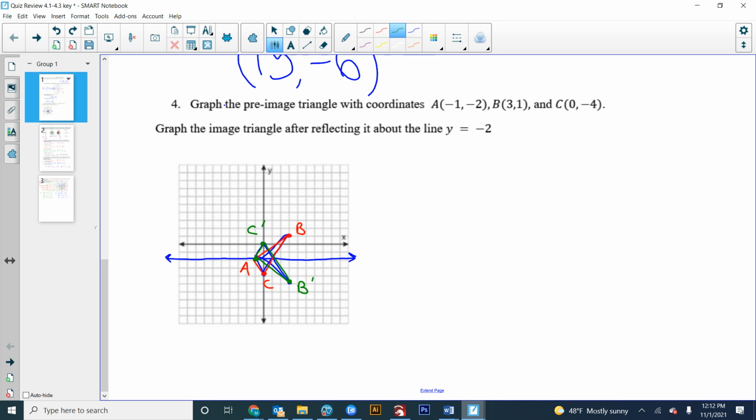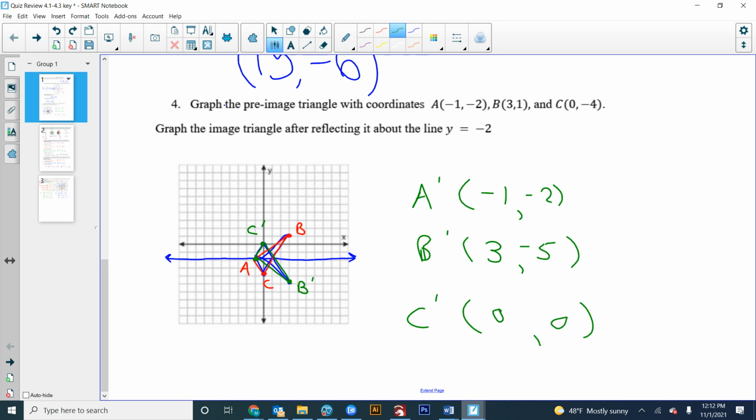Now, be able to also write the coordinates for both. Did I ask you for that? No, I just said graph the pre-image, graph the image. But it's a good habit, be able to write that A prime is also -1, -2. B prime is 1, 2, 3, -1, 2, 3, 4, 5. And C prime was 0, 0. Questions on that?